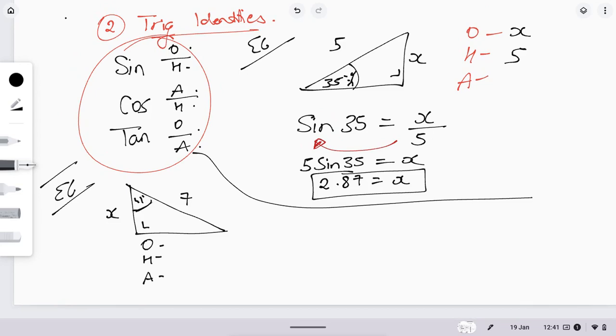So I'm standing at 41 this time. What's my O? I don't know. What's my H? It's my 7. And A, my adjacent, is the remaining side, which is x. Look at your trig identities. Which one is it? It's not sin, because I don't have my O. It's cos, because it's A and H. So cos 41, keep the order the same, is equal to A over H, x over 7.